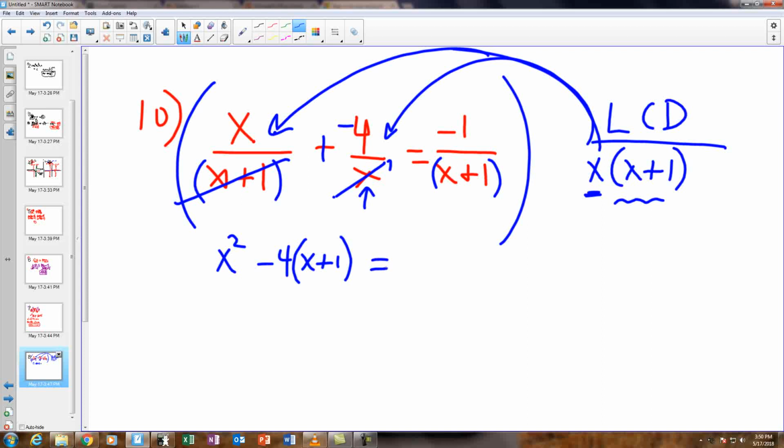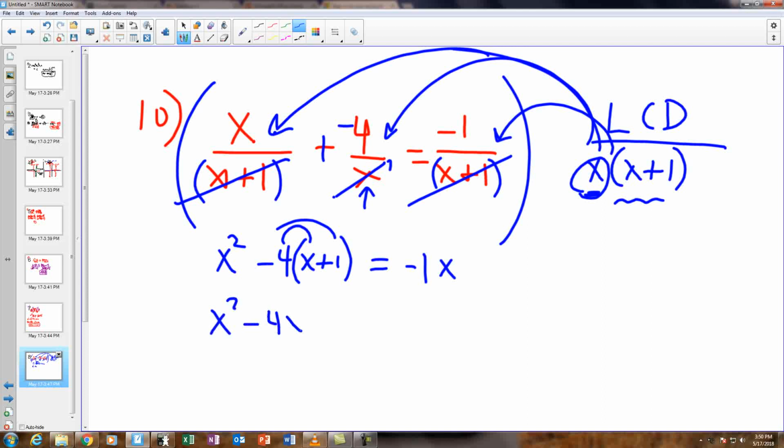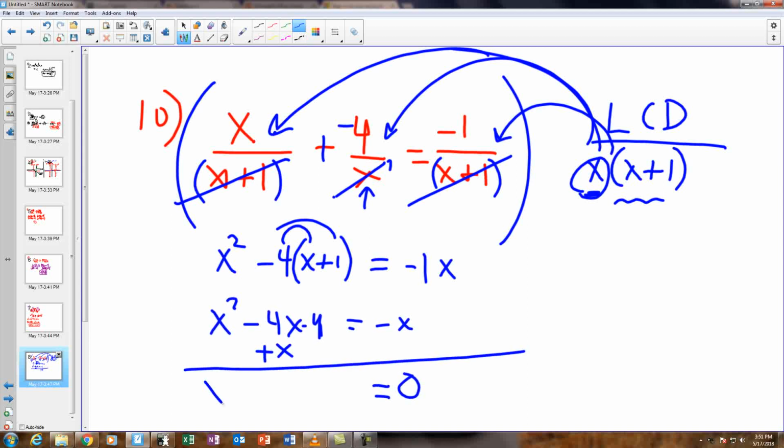Now this equals, here when I distribute this last time, the negative 1 will be left, and the only piece that I haven't canceled would be this x, so negative 1x. So I'll distribute the negative 4 and get x squared minus 4x minus 4 equals negative x. So I'm going to add the x over to get 0 equals x squared minus 3x minus 4.